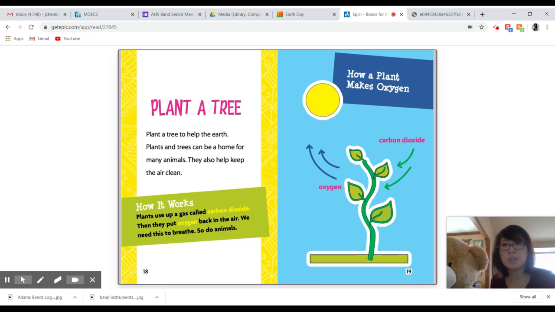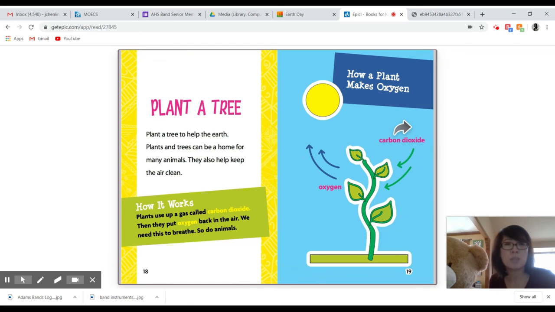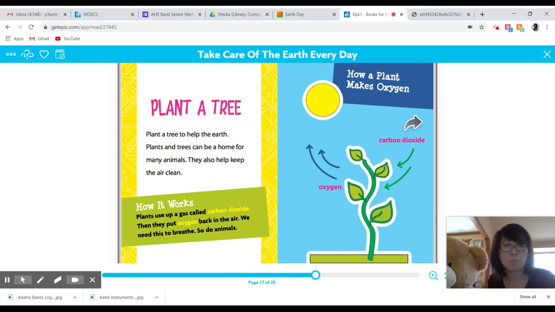And then here is another text feature that we talked about earlier, a diagram that shows you how a plant makes oxygen. Did you guys notice that other than the diagram, there are also labels and little arrows pointing to the different parts? Okay, so basically, this is a diagram that shows us how a plant makes oxygen, and you'll often find diagrams like this in a nonfiction book.